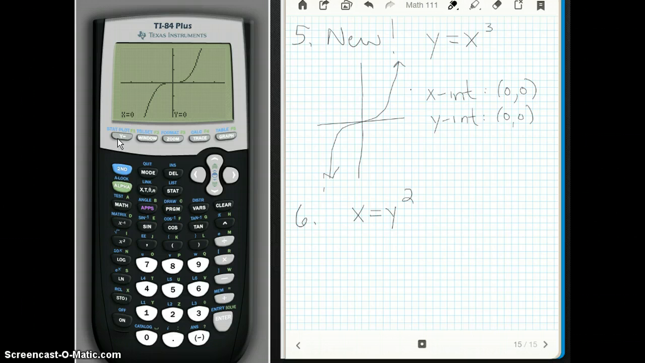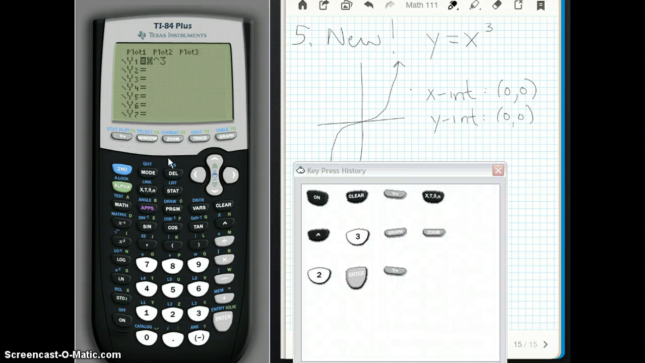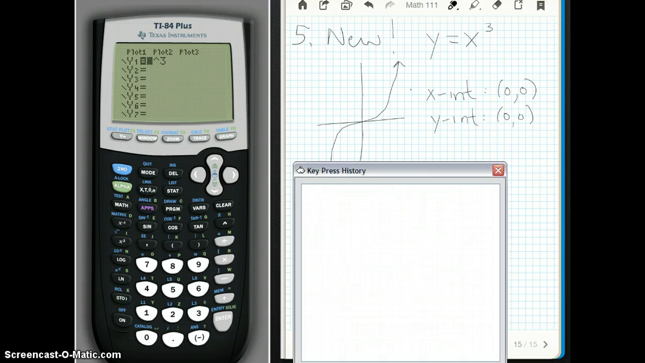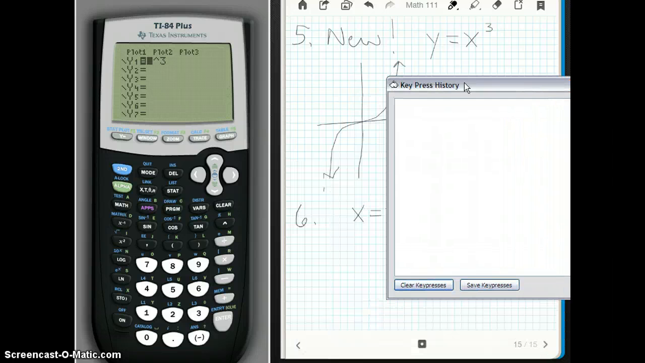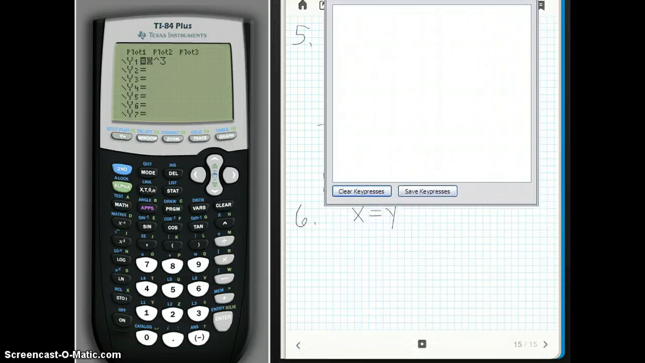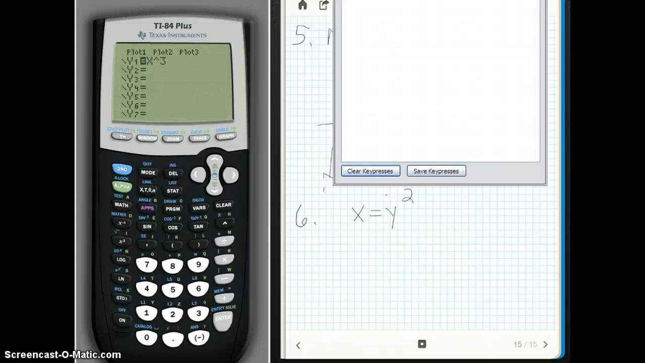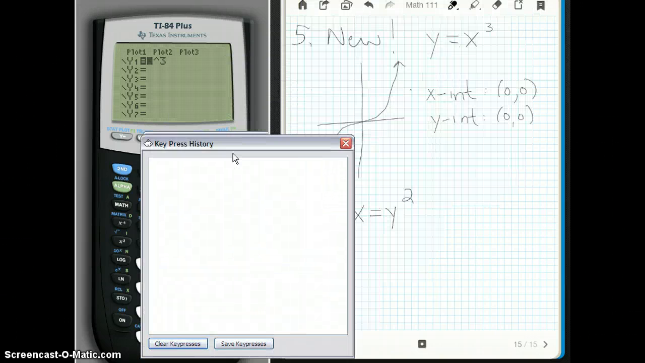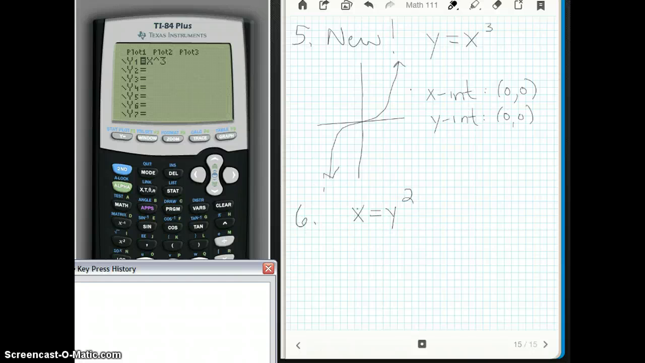Let's go to our calculator and we hit y equals. Okay, let's clear our key presses here. Okay, so let's see. If we have x equals y squared here, well, how do we enter equations in our graphing calculator? We have to have y equals, and we don't have y equals. We have x equals y squared. Oh, that's trouble. Okay. Well, maybe we should use some of our plotting techniques to try to graph this one.